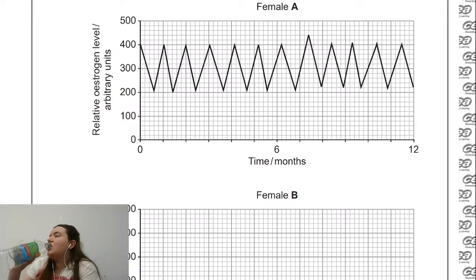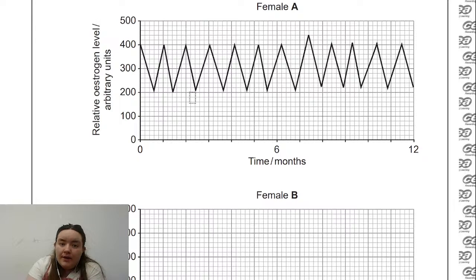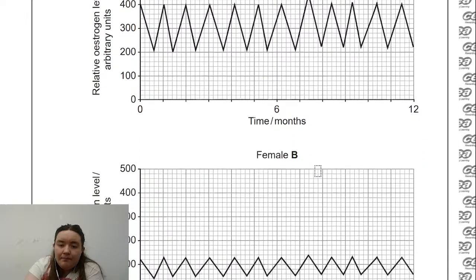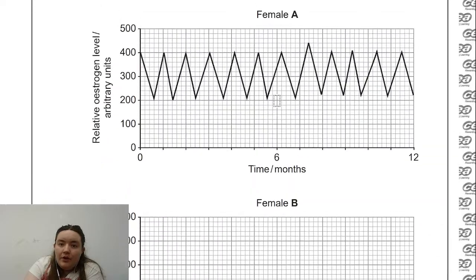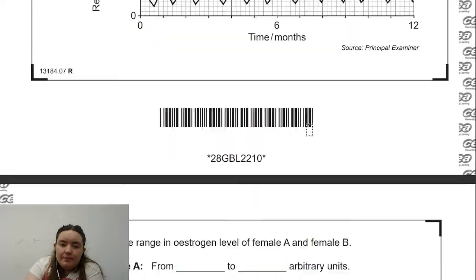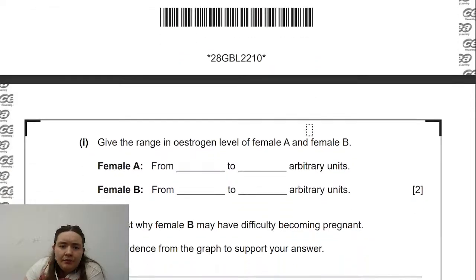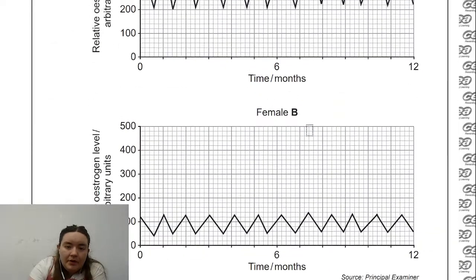So this could be normal, this could be abnormal. We really don't know. But they do follow the consistent pattern of dropping, rising, dropping, rising, and they'll drop and rise to similar levels each time. And you also notice that these are relatively well spaced. So some of them might be shorter or longer than others, but they are relatively consistent. So give the range in estrogen level in female A and female B in arbitrary units.